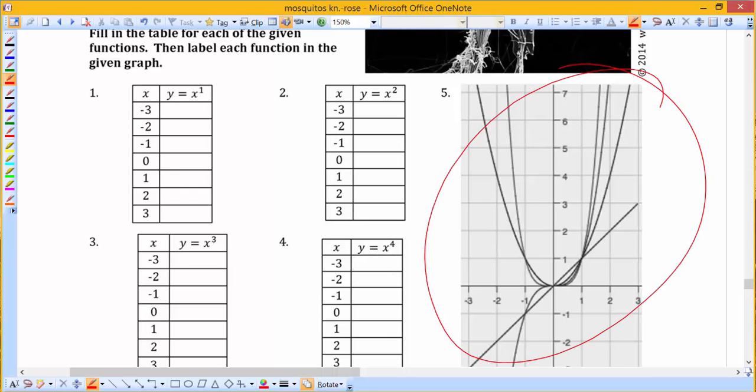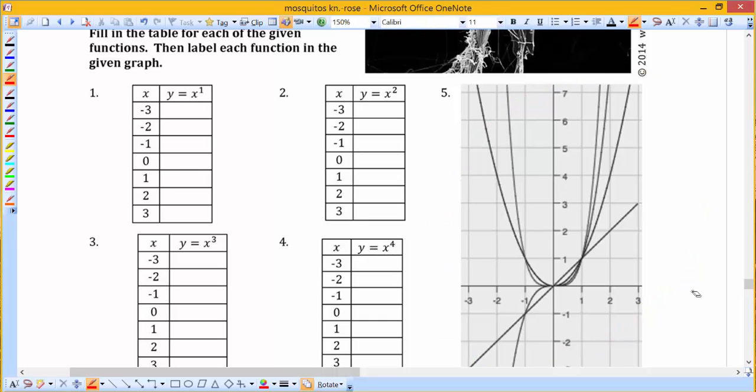So you need to pick your values for X. Actually, they're already picking those for you. You're going to plug those in for X, and then you're going to plot those points on the graph. I would use 4 colors. Pick 4 colors, do your table in that color, and then find those points.